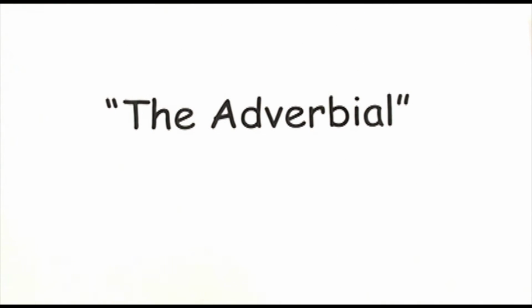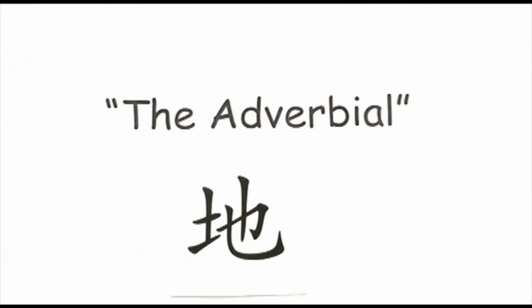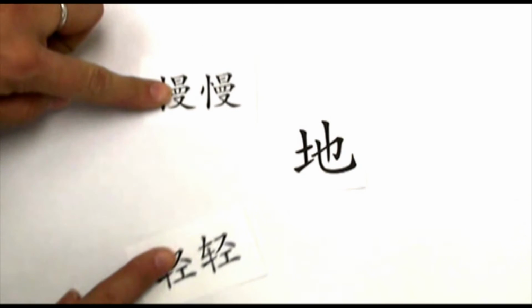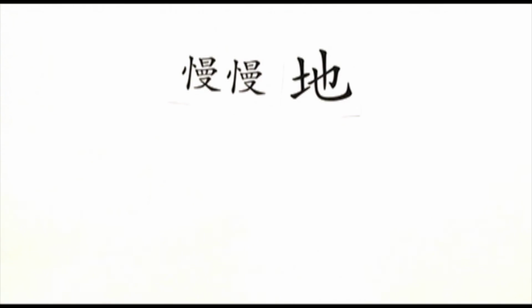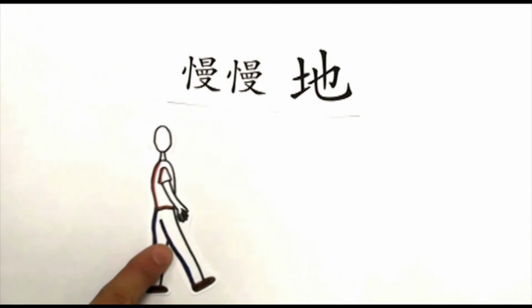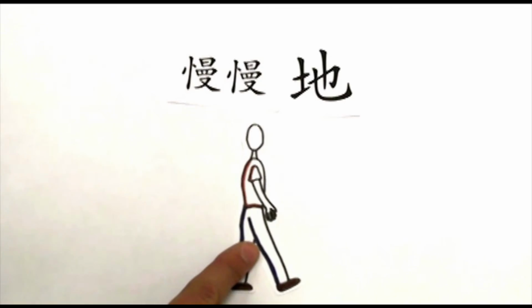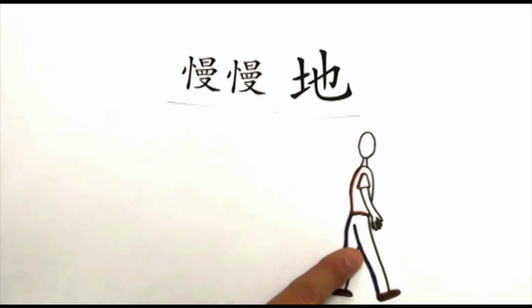Our last de particle is the adverbial, which is used to indicate adverbs. The adverbial de is usually used to indicate the way an action is done. For instance, if you wanted to describe something happening slowly or gently, you'd say 慢慢的 or 轻轻的. So for instance, if you wanted to say that the teacher slowly walked into the classroom, you should say 老师慢慢地走进教室来.